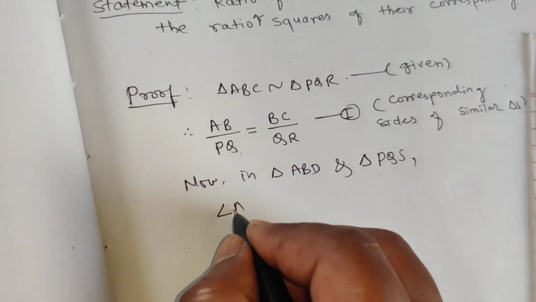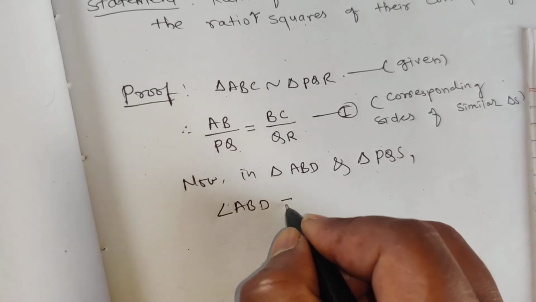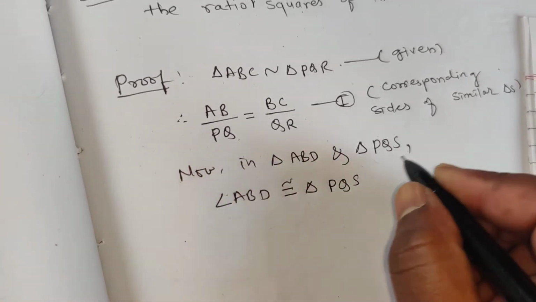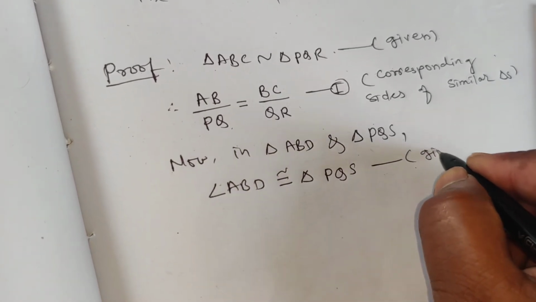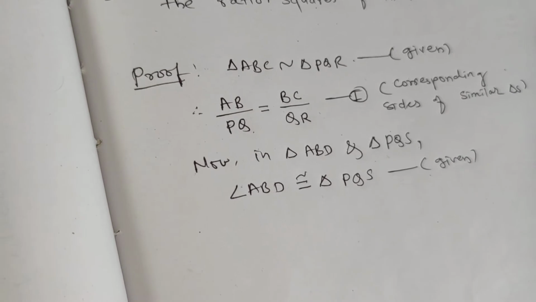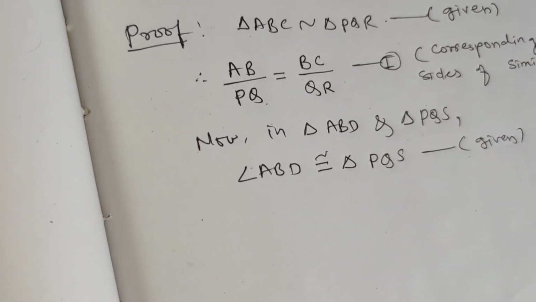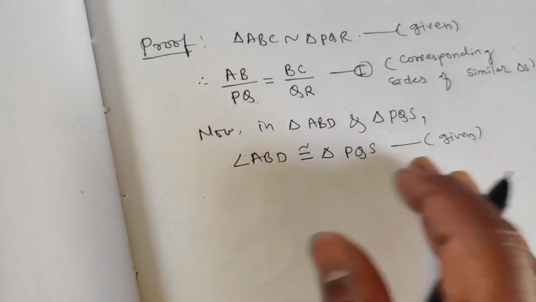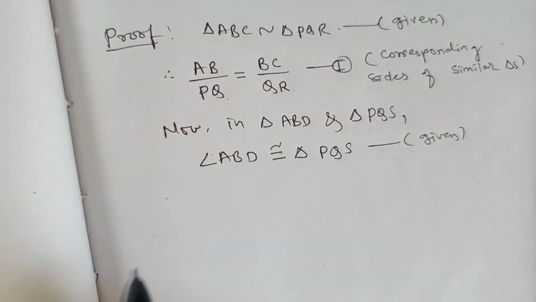ABD congruent angle PQS. Yes, this is already given, meaning we have not mentioned it in the given portion, but we know that the corresponding angles of similar triangles are congruent, so we just show that congruent and put the reason as given.